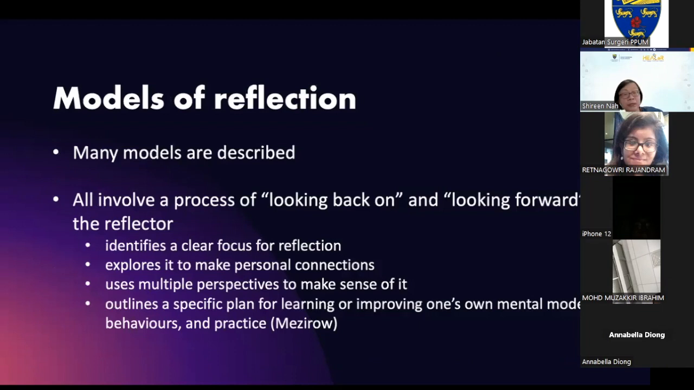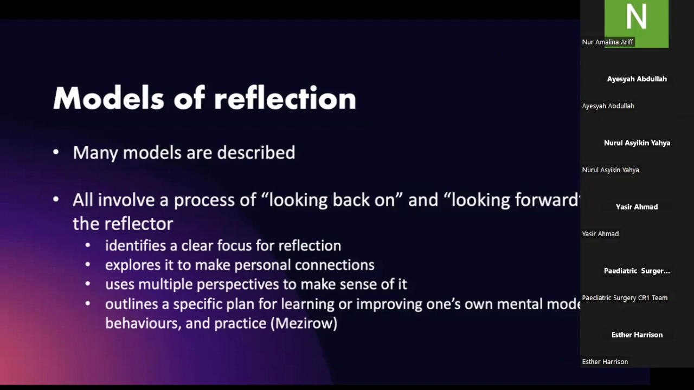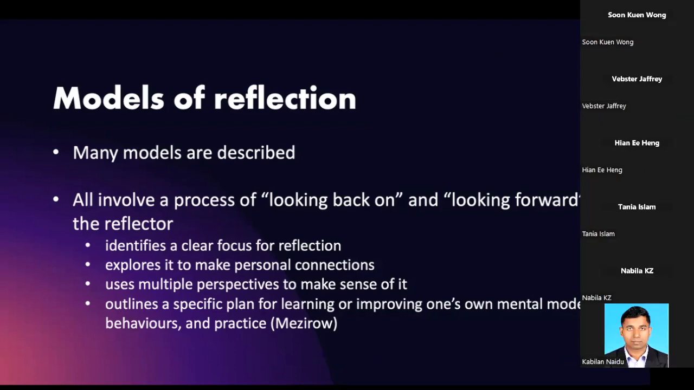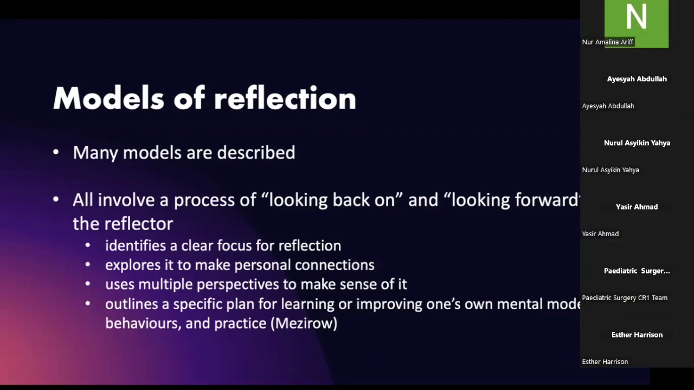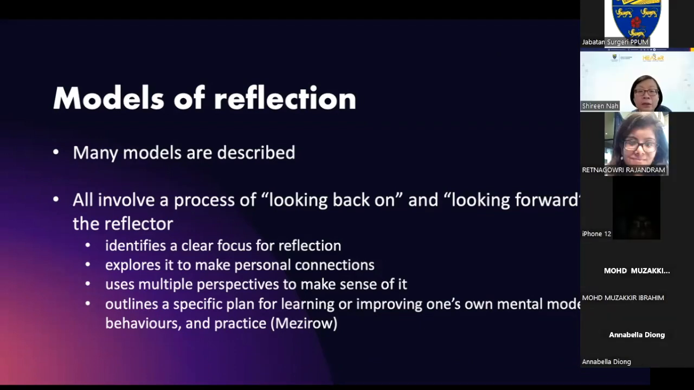There are a few models that we can follow. There are many models out there, but basically they all involve a process of looking back on and looking forward. So what's looking back on? Looking back on means you're looking back at the incident or the complication or the risk or the misunderstanding. So to identify a clear focus for the reflection, you explore it, making personal connections. It is something that you look at with the intention of thinking about how you felt about it, how it affected you, and what was your response to it. You use multiple perspectives, so we'll go through that a little bit later.